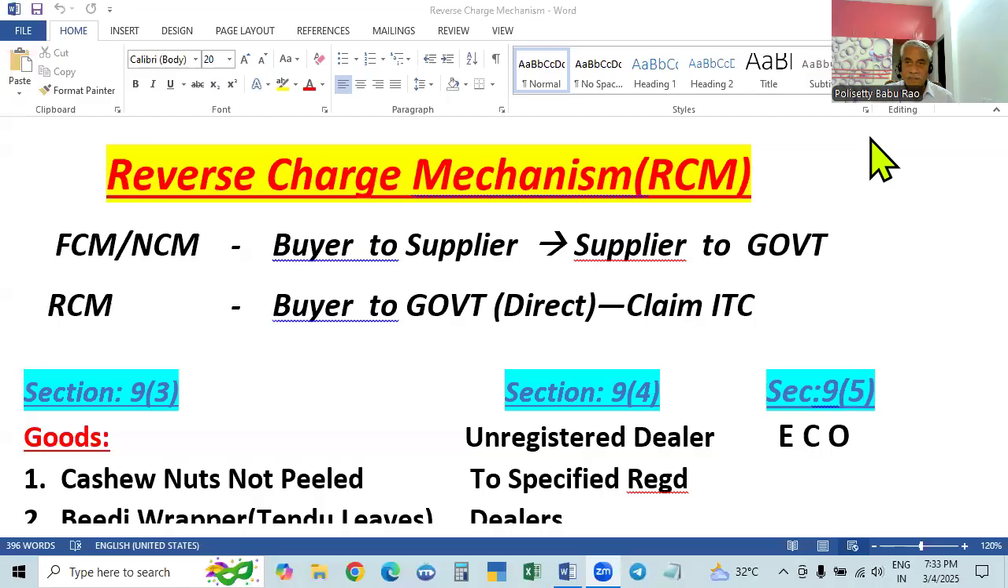Okay, now we will enter into the topic, reverse charging mechanism. I will share the screen. See here, what is meant by reverse charging mechanism? Before learning that, I will tell you.